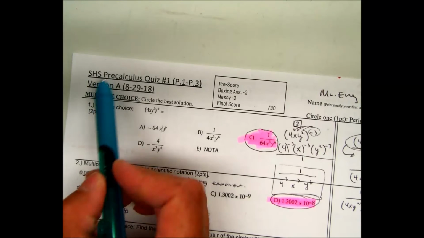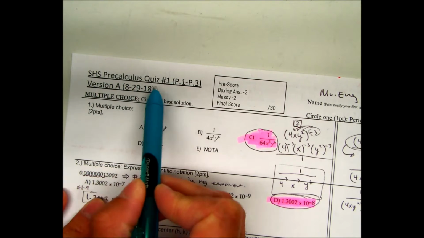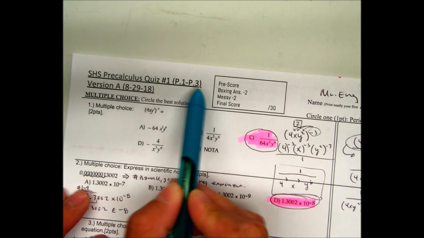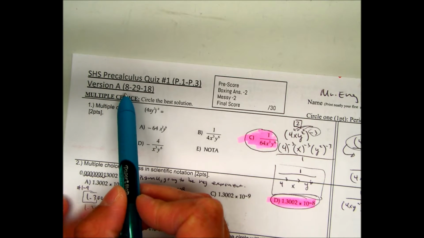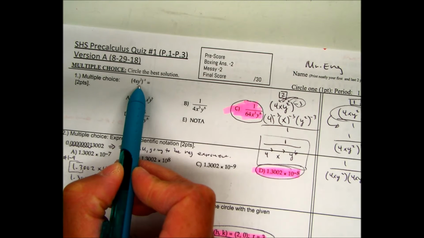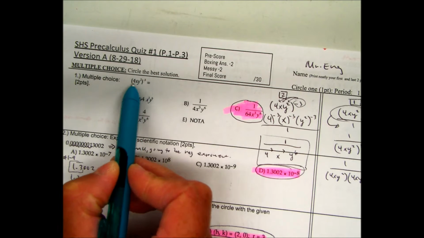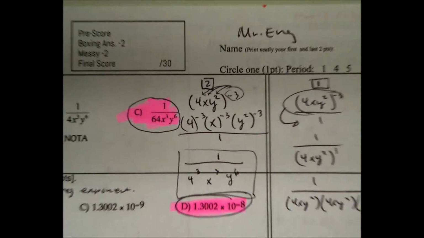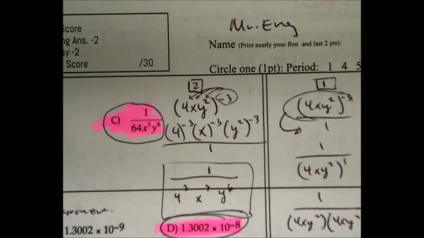Hey, this is Mr. Ng going over the Precalculus quiz number 1 from P.1 to P.3, version A, taken August 29, 2018. Question number 1 is 4x squared, 4xy squared, all this to the negative 3 power. I did this problem in two ways. Correct answer you can see there is C.